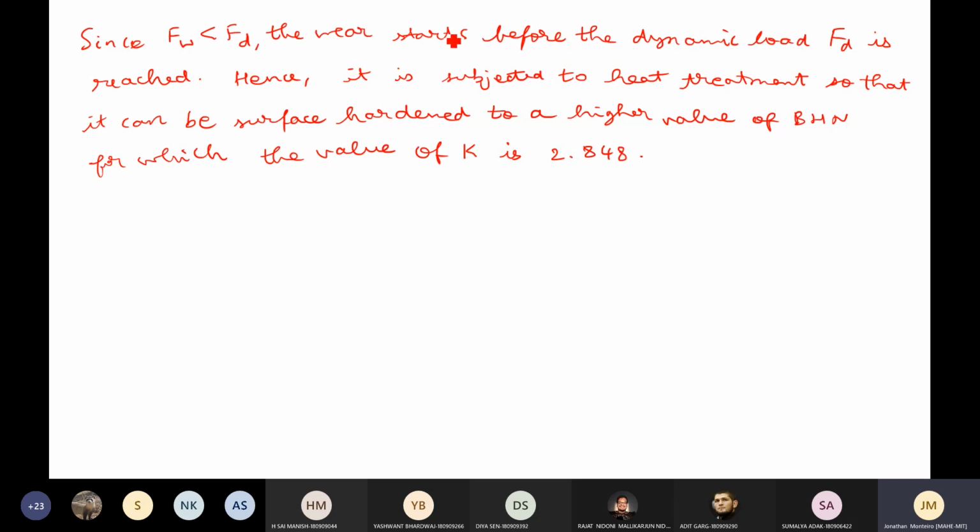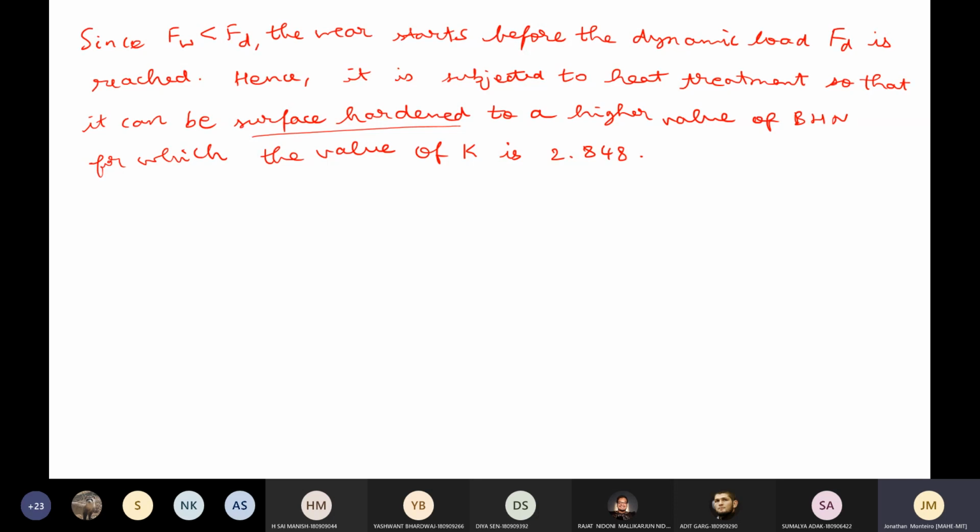So the wear starts before the dynamic load is reached. So we have FW of around 800, FD is around 8000. So much before that, the wear will start. In order to avoid that wear and not change the material, keeping all other parameters same, all the dimensions same and the material same, the only thing you can do at this point is subject it to a heat treatment, so that surface hardening can occur. Okay, you can surface harden it to a higher value of BHN. So BHN may go around 300, 350 and so on. We'll look into that value in some other problem. But as of now, since it is asking you to calculate the wear load and check, this is the only one. Till here you can finish it off, the problem.